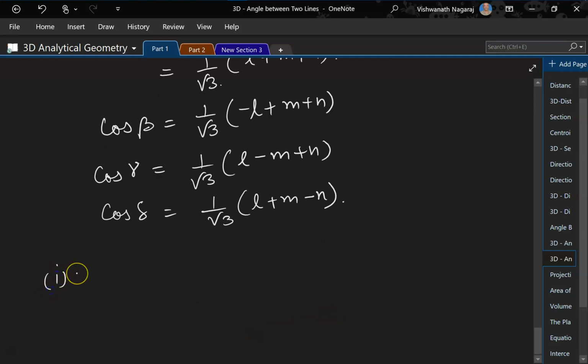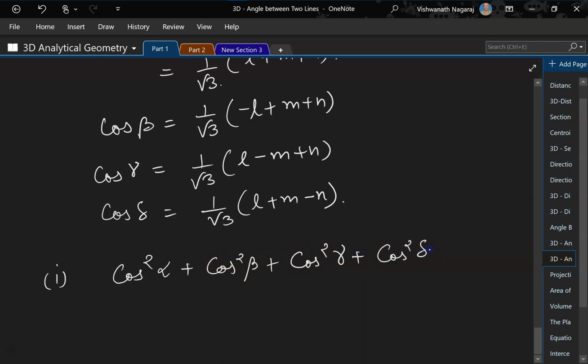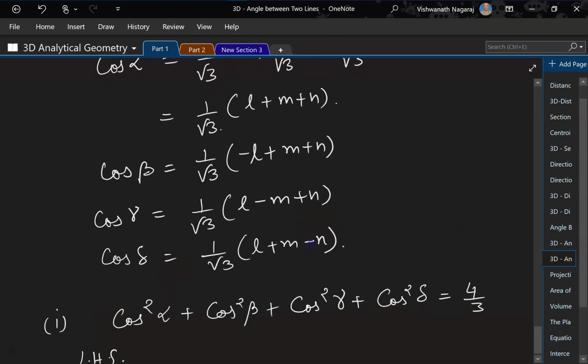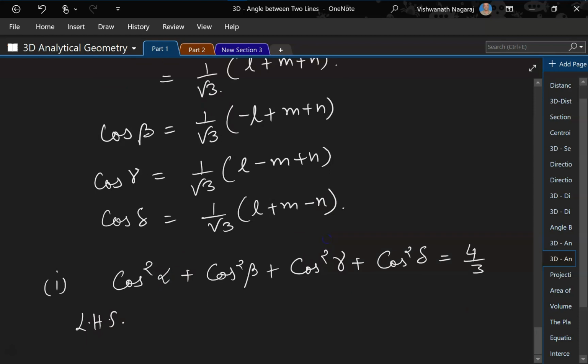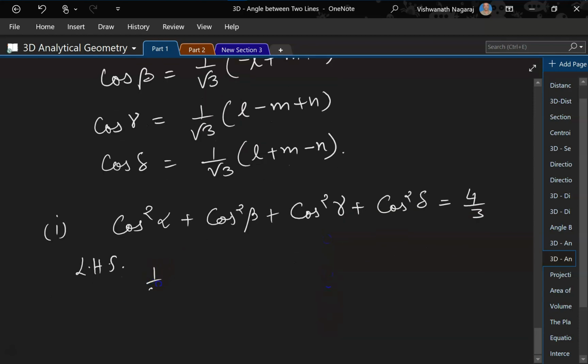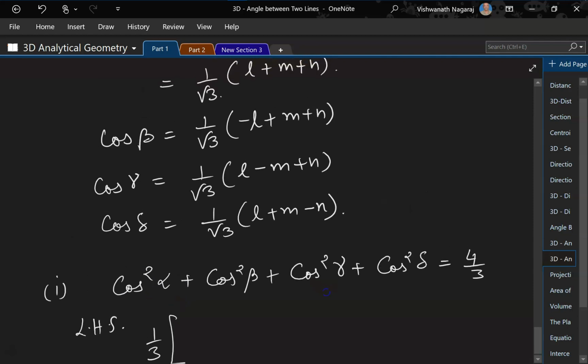Now we can take up individually the equalities that we had to prove. The first one was cos square alpha plus cos square beta plus cos square gamma plus cos square delta is equal to 4 by 3. This is what we had to show. Now let's take the LHS. Cos square alpha is what? 1 by root 3 is there for all of them, and it will get squared, which means 1 by 3. We can take it out. Then we take up each one of these.